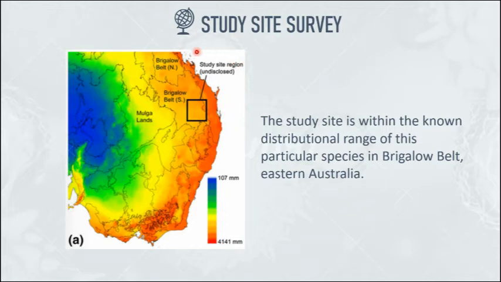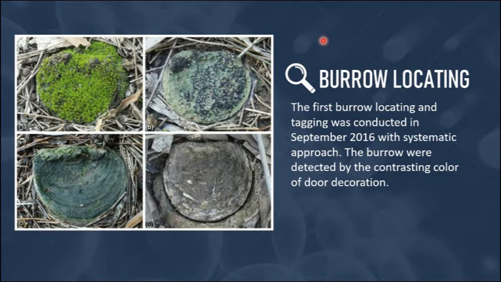And for the burrow locating, the first survey was conducted in September 2016 with a systematic approach. The burrows were detected by the contrasting color of the door decoration. Over here you can see it's very contrasting with the surrounding environment. It's covered by moss and lichen, except for this one. This is blending with its environment, and it's rather hard to recognize if it's a spider burrow.